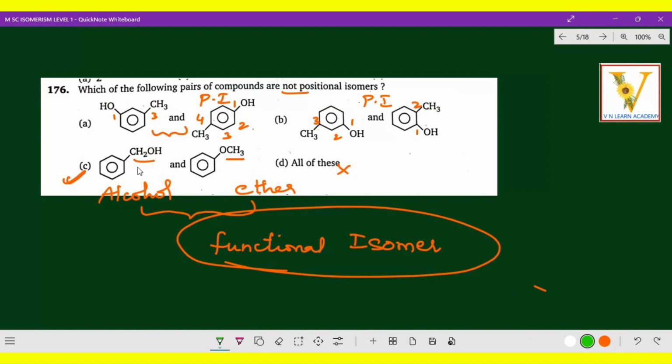I hope you got the clarity. This is alcohol and this is ether. So this is a functional isomer. This is not a positional isomer. Here the position has changed, CH3OH, the position has changed. Whereas in a functional isomer, the molecular formula is the same, but the functional group is different. That is called functional isomer. I hope you got the clarity. Come on, let's go to the next question.